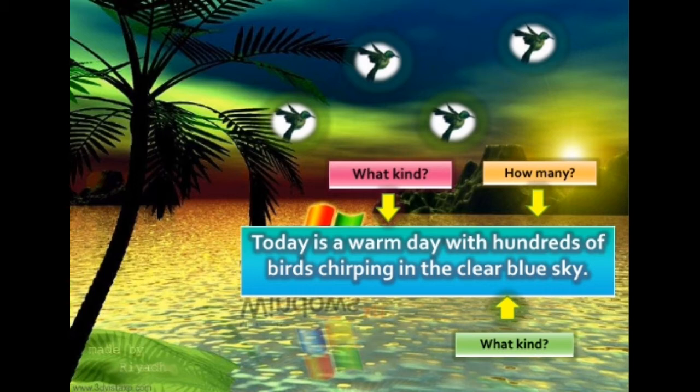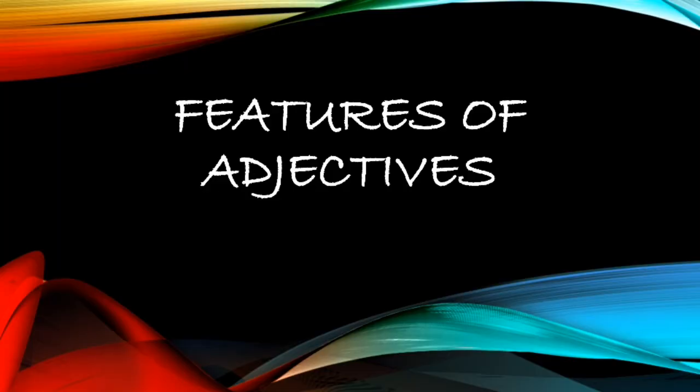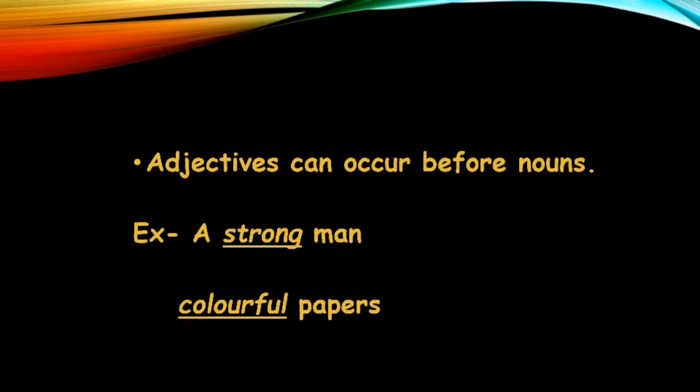But there is something new in this lesson, and that is features. There are features of adjectives. We are going to see some of the features of adjectives, right? So, in this series, the first one is that adjectives can occur before nouns. Okay, they can occur before nouns. Noun से पहले आ सकते हैं.